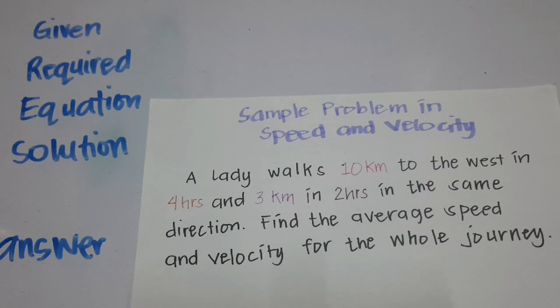Problem number 3 is solving for the speed and velocity. So the statement is, a lady walks 10 kilometers to the west in 4 hours and 3 kilometers in 2 hours in the same direction. Find the average speed and velocity for the whole journey.